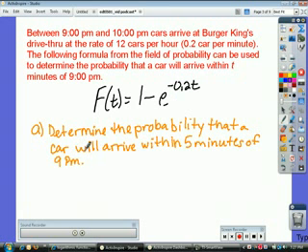Determine the probability that a car will arrive within 5 minutes of 9 p.m. Well, if we go back to the problem, this function gives us exactly that. All we have to do is evaluate the function at 5. So that's what I'm going to do now. The function evaluated at 5 is equal to 1 minus e to the negative 0.2 times 5.